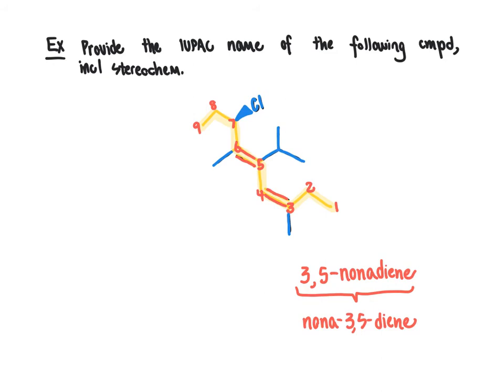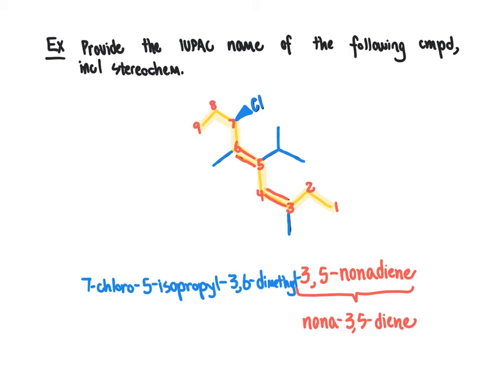So alphabetizing this, chloro comes before isopropyl and methyl. So I'm going to put my chloro first. So I'm going to say it's 7-chloro-, and then we indicate that the isopropyl group is at carbon 5, so 5-isopropyl-, 3,6-dimethyl-, 3,5-nonadiene. So that will take care of everything that we've highlighted here in yellow, blue, and red out of our structure.